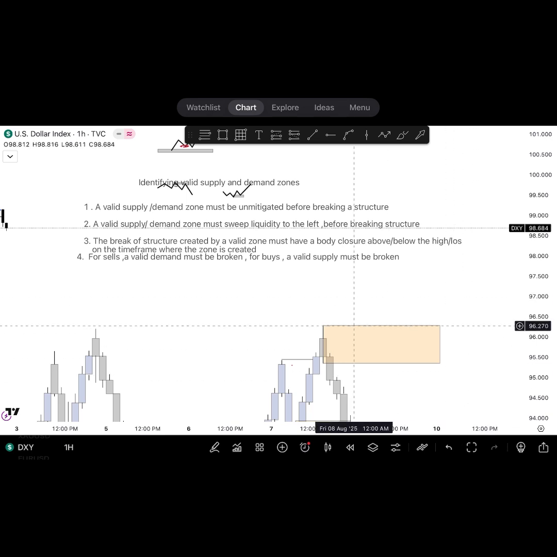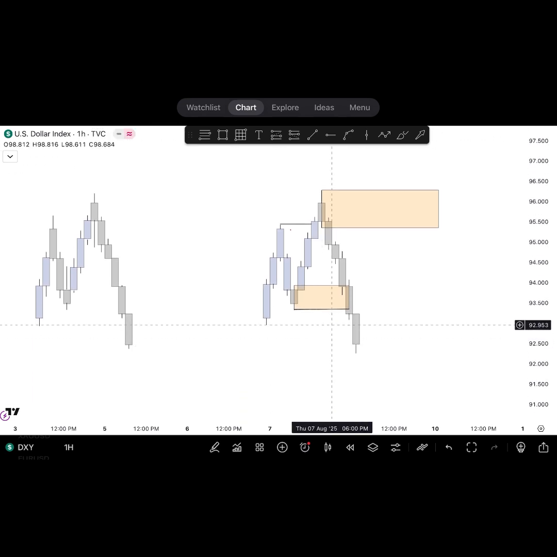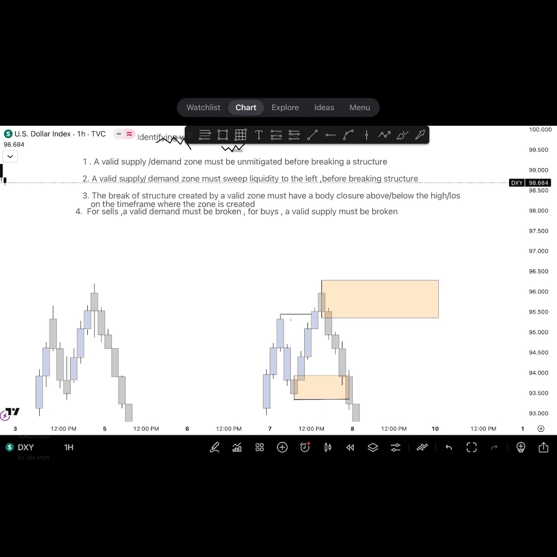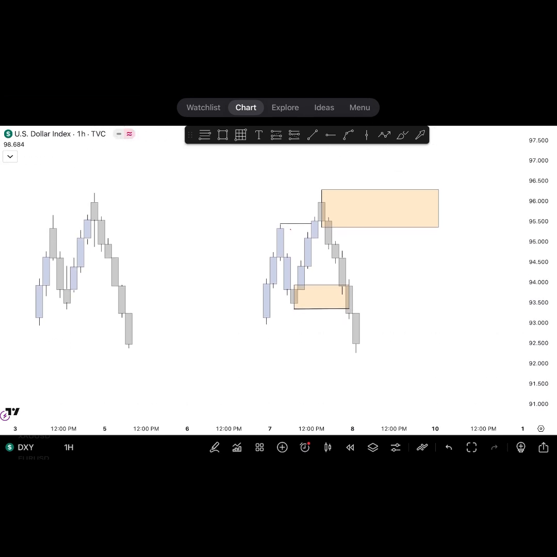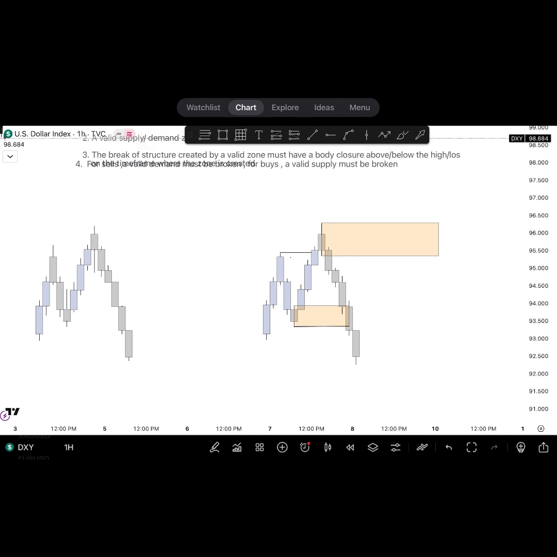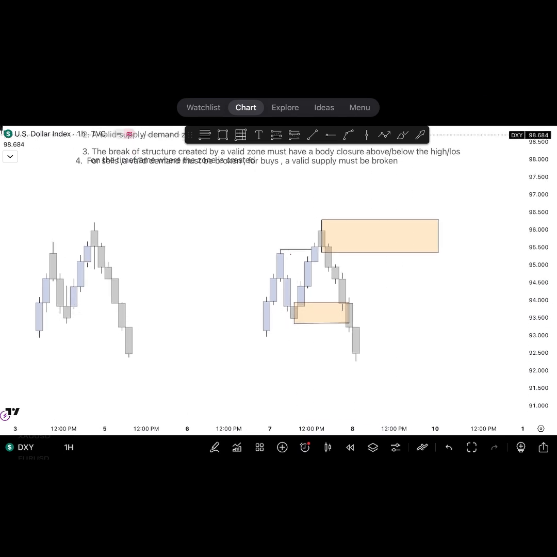Good. It swept liquidity to the left. Can you see right here? It swept liquidity to the left. The third one, it broke with a body closure. Can you see? It broke with a body closure. And then the last one, for a sell, a valid supply must be broken. For this sell, this demand was broken. This particular demand right here.